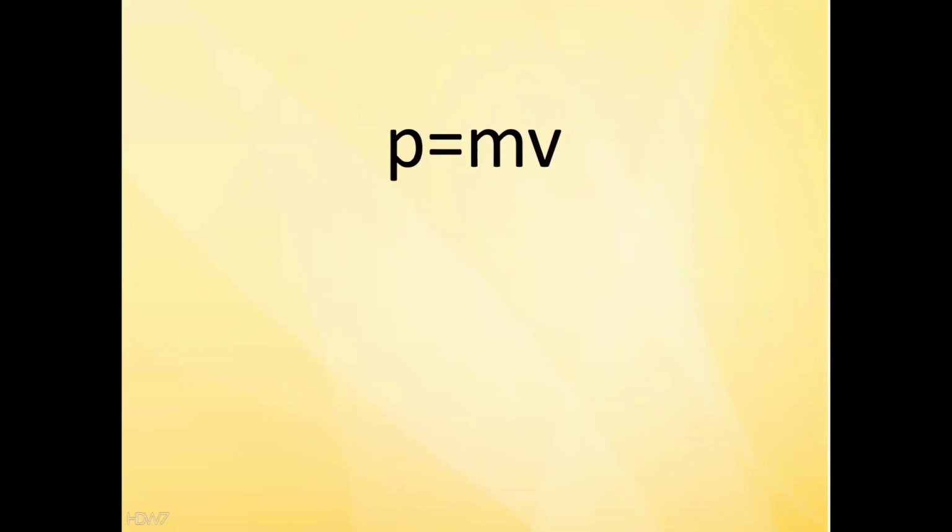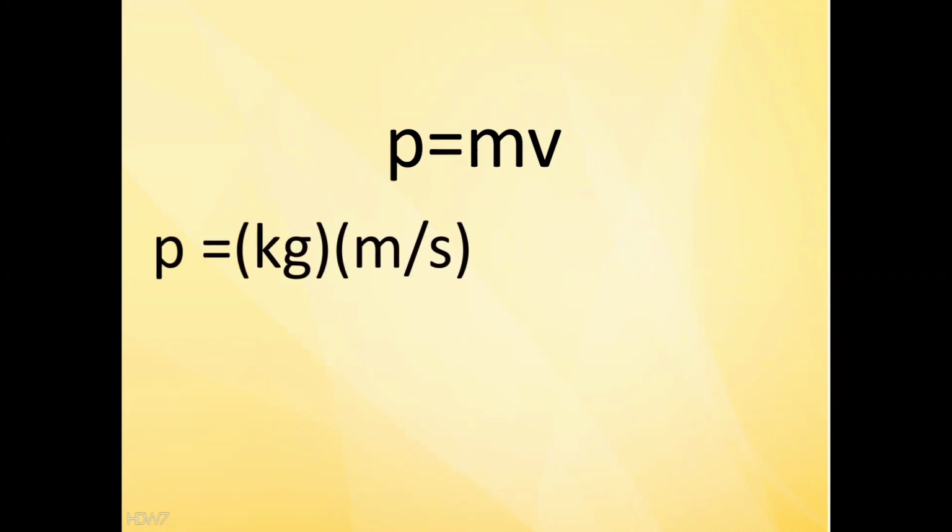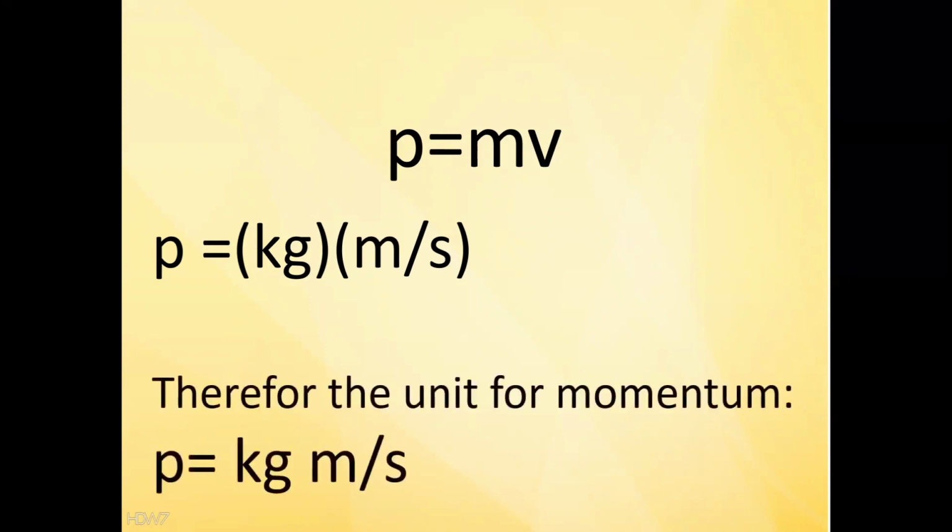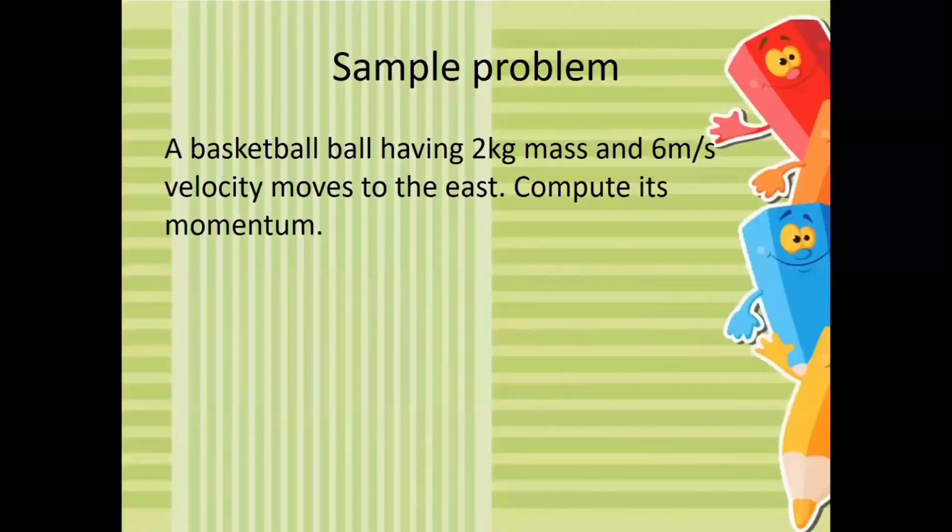Now, how are we going to get the unit for momentum? Since we have to multiply the mass and velocity, getting the unit of mass that is written in kilogram, and the unit of velocity that is written in meter per second, you're going to combine them. Therefore, the unit for momentum is simply P equals kilogram meter per second. Sample problem. A basketball having 2 kilogram mass and 6 meter per second velocity moves to the east. Compute its momentum.